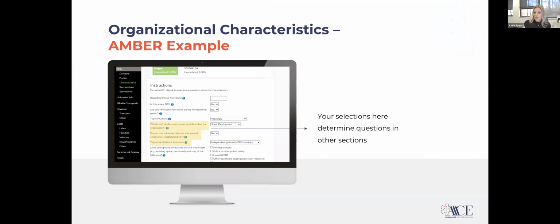And there you go. Another example, this is actually a screenshot that we take right out of the Amber tool. Again, it's identifying for you that if you select one of these types of providers or organizational types, you're going to have to enter additional allocation or shared service information later on.